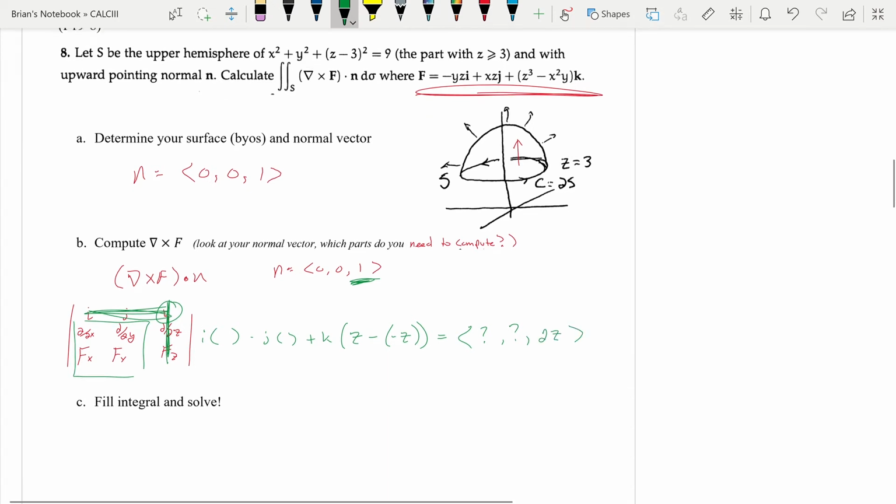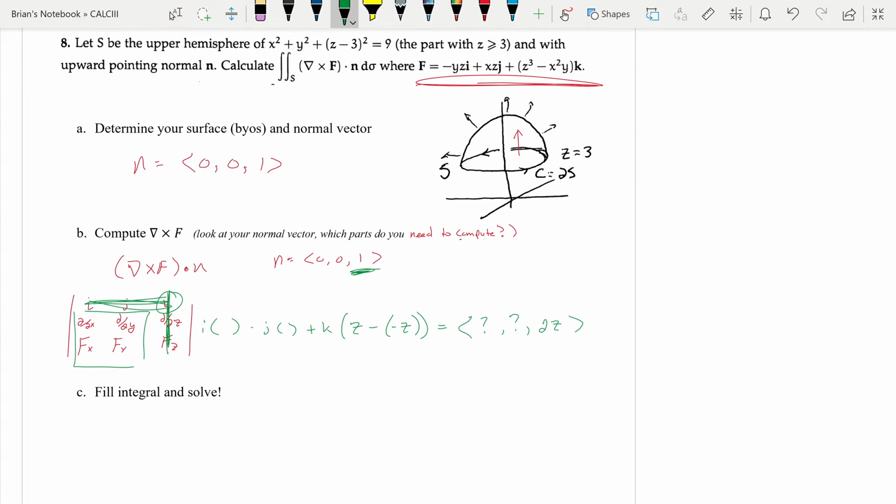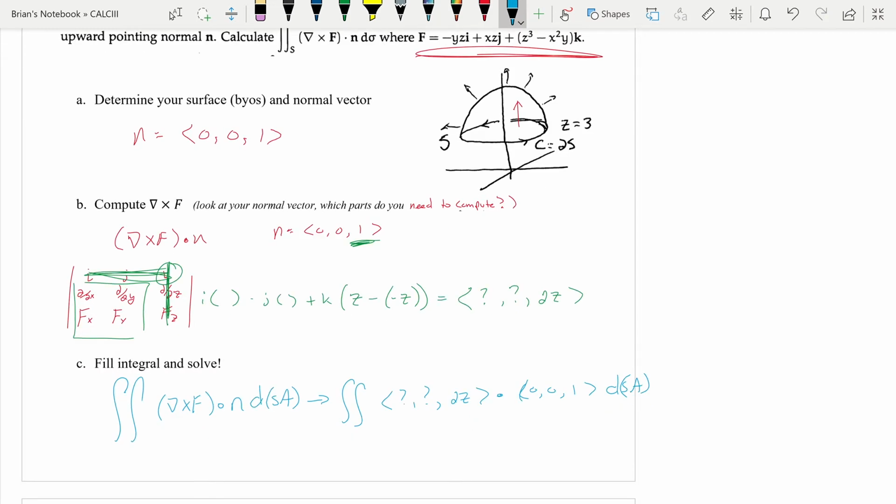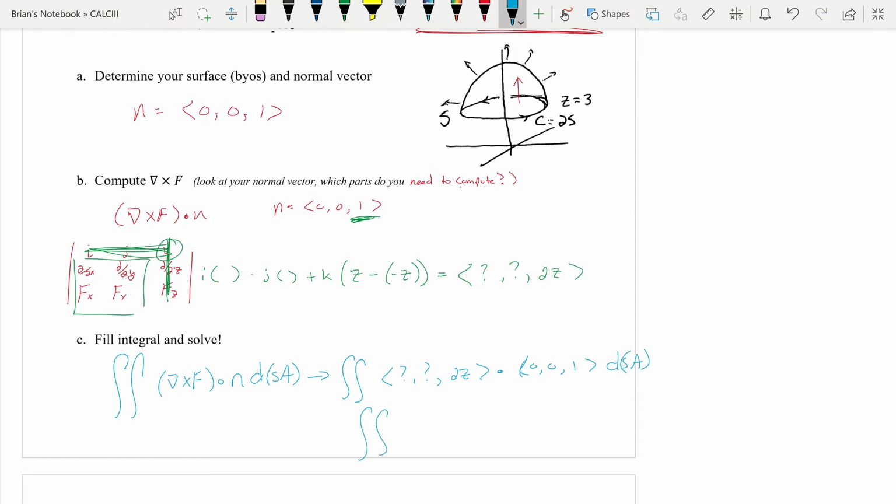And then what we plug into our integral equation, remember, I'll do it in another color, we have del cross f dot n dS. If we plug everything in, we get 2z dot 0, 0, 1 dS. And now we do that dot product, and hopefully that makes sense. When we do the dot product, we'll get just 2z times dS.